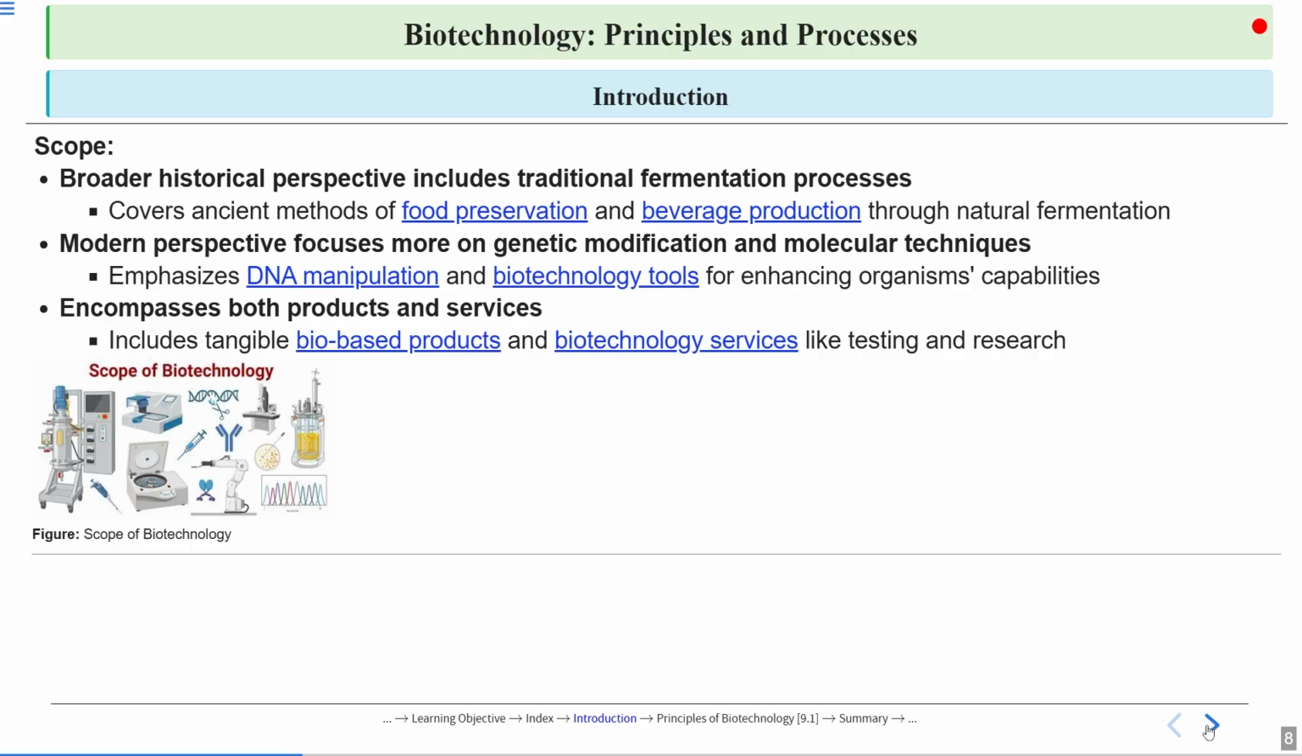This is again the same picture that was shown in the last figure, showing the scope of biotechnology.